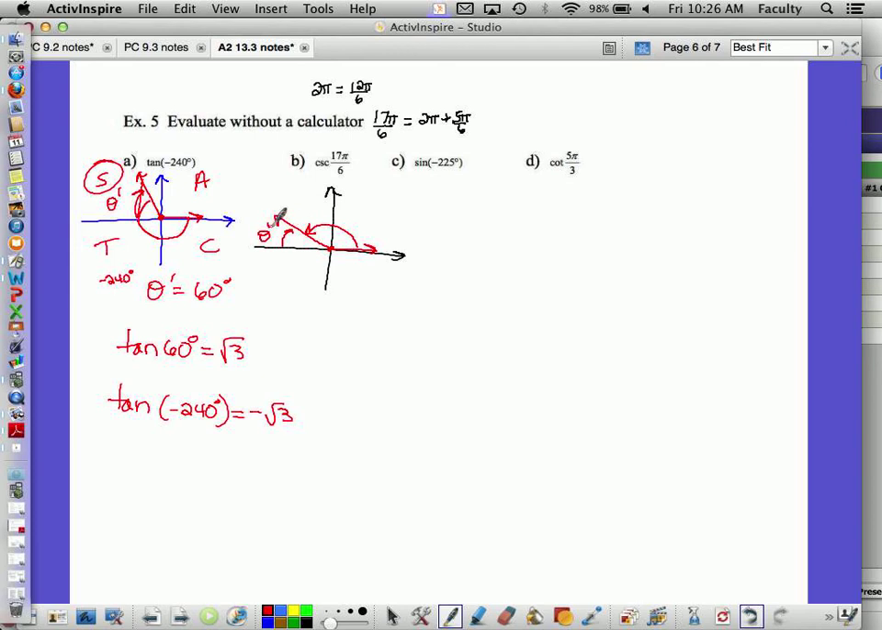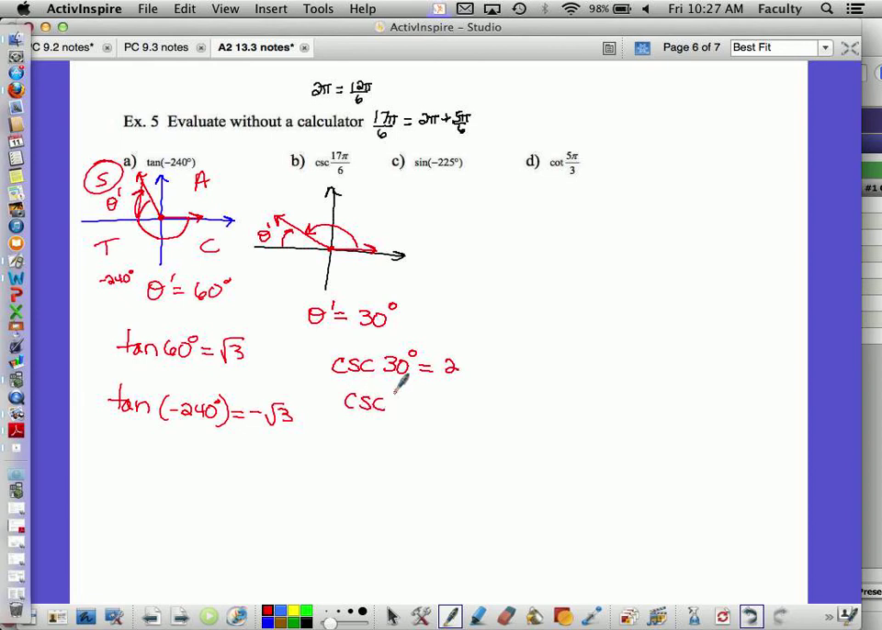So if I'm at 150, what's theta prime? 30 degrees. So now this is cosecant. So I'm going to do the cosecant of the reference angle. So I'm going to look at the cosecant of 30 degrees. I come over here to my marker board where I have my 30-60 right triangle. Cosecant is the reciprocal of what trig function? Sine. So sine, SOHCAHTOA, would be 1 over 2. So cosecant is 2 over 1, or just 2.